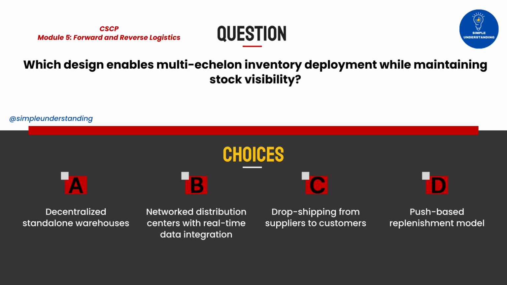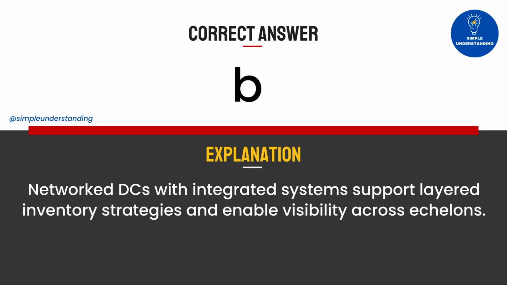7. Which design enables multi-echelon inventory deployment while maintaining stock visibility? A. Decentralized standalone warehouses. B. Network distribution centers with real-time data integration. C. Drop shipping from suppliers to customers. D. Push-based replenishment model. Correct answer: B. Explanation: integrated DC networks allow organizations to coordinate inventory across locations and optimize fulfillment layers.